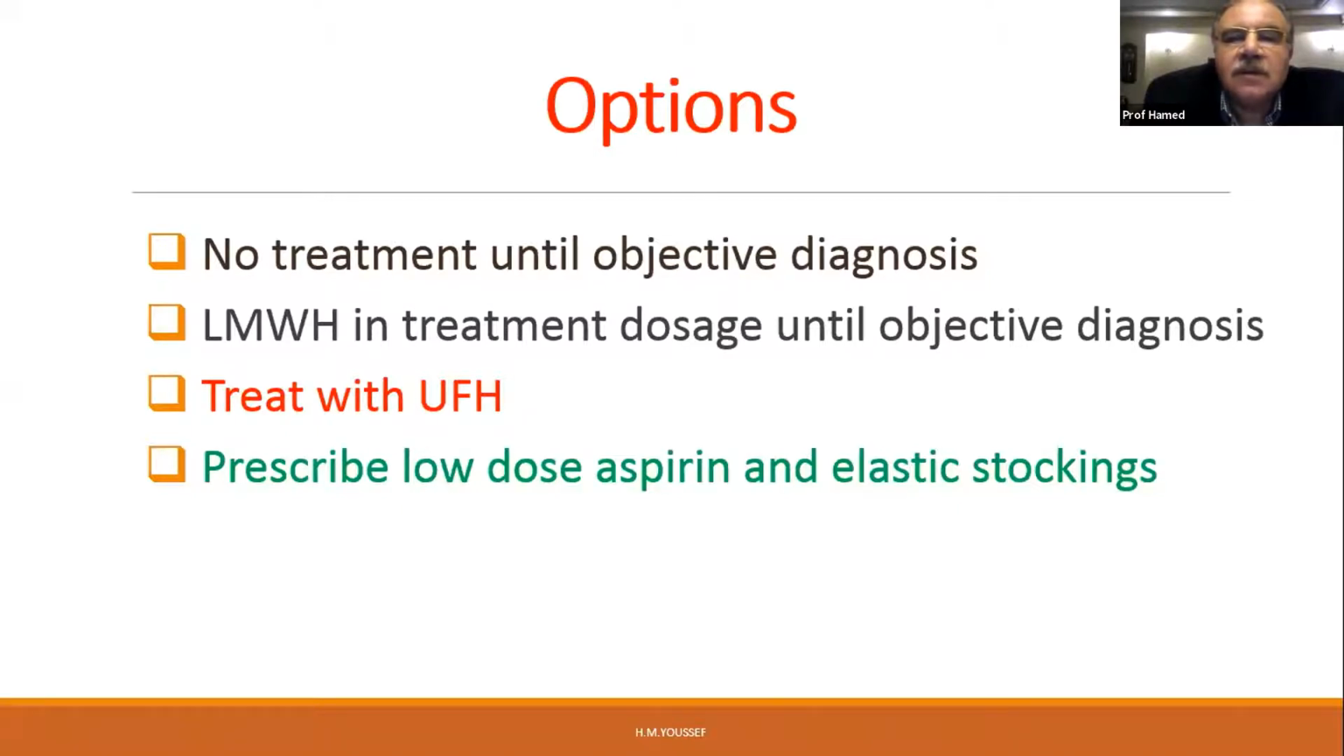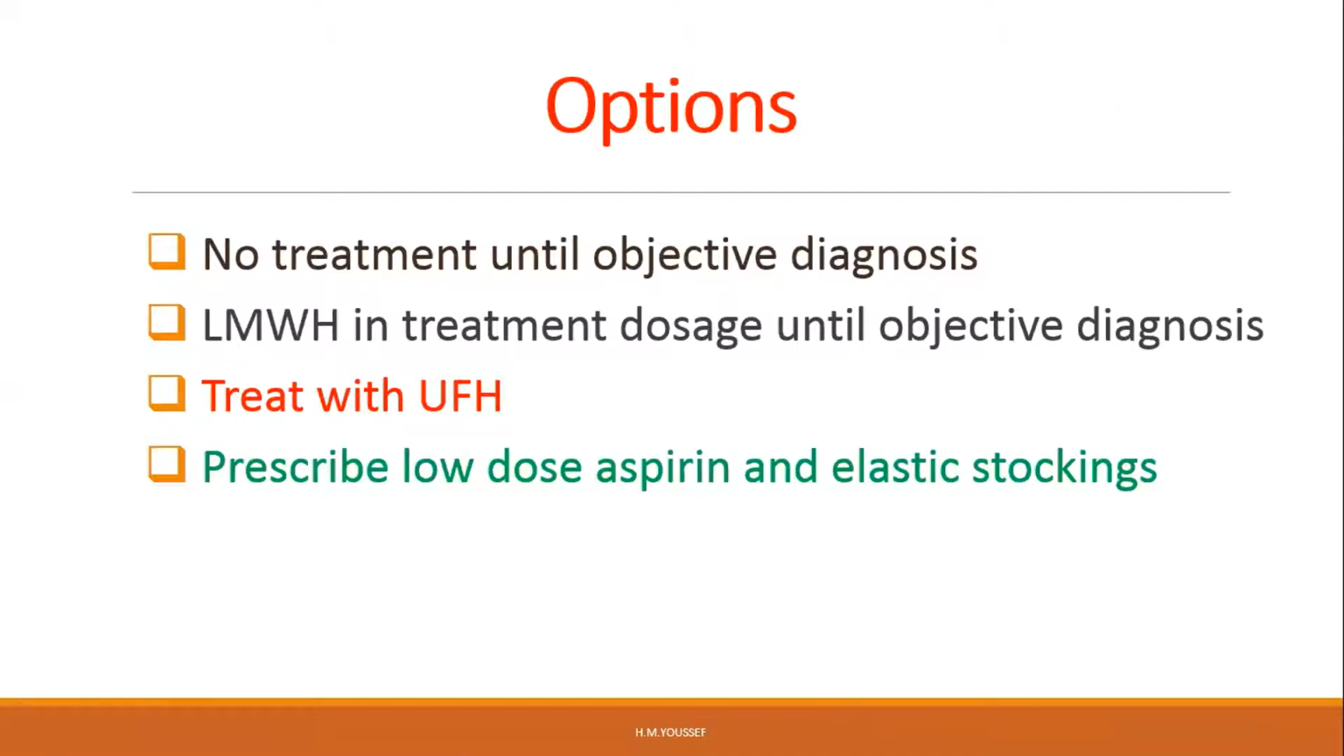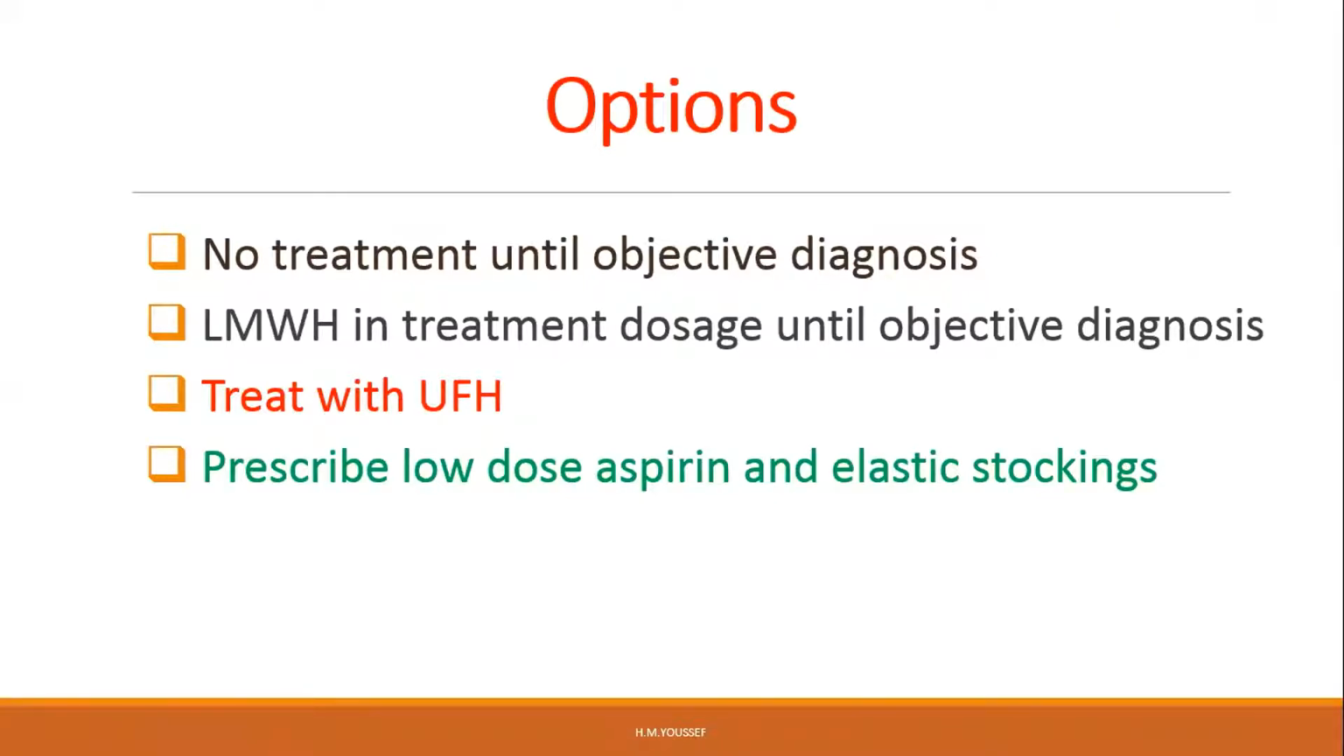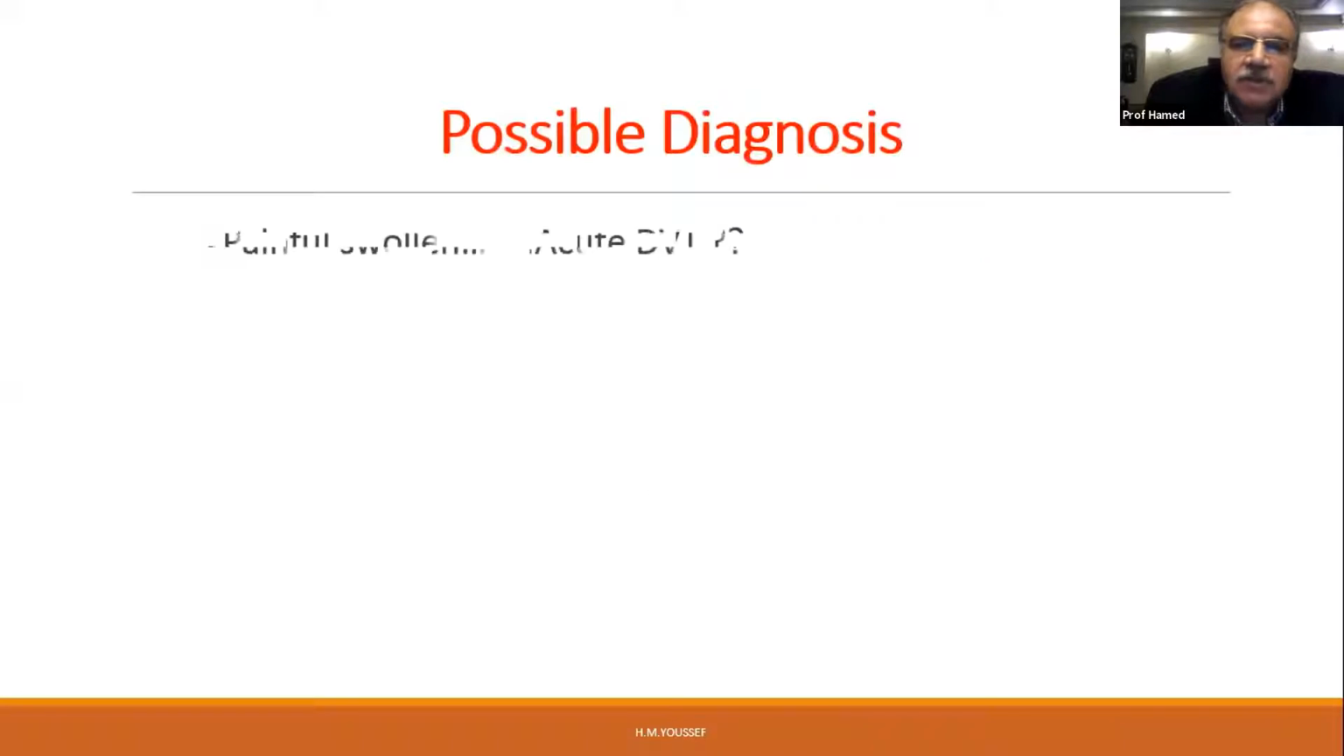Marwa, what is the possible option? A low molecular weight heparin in treatment dosage until objective diagnosis. Okay. What about prescribing low dose aspirin and elastic stockings? I think we can use it also. Okay, thank you, Marwa. The possible diagnosis is acute DVT.